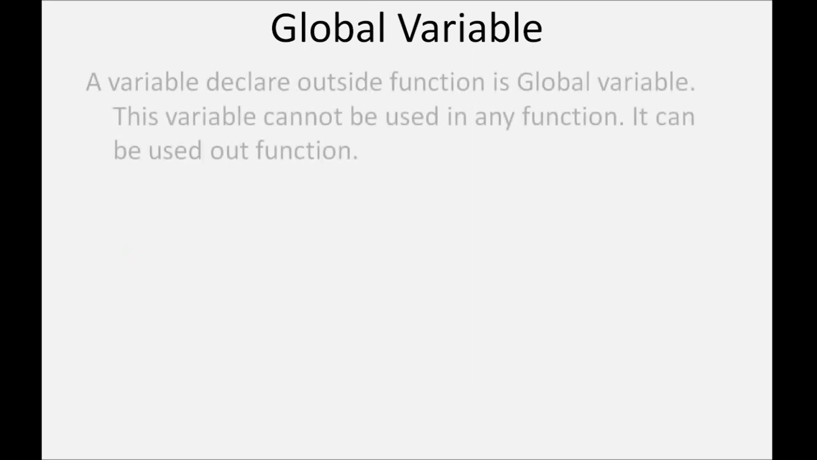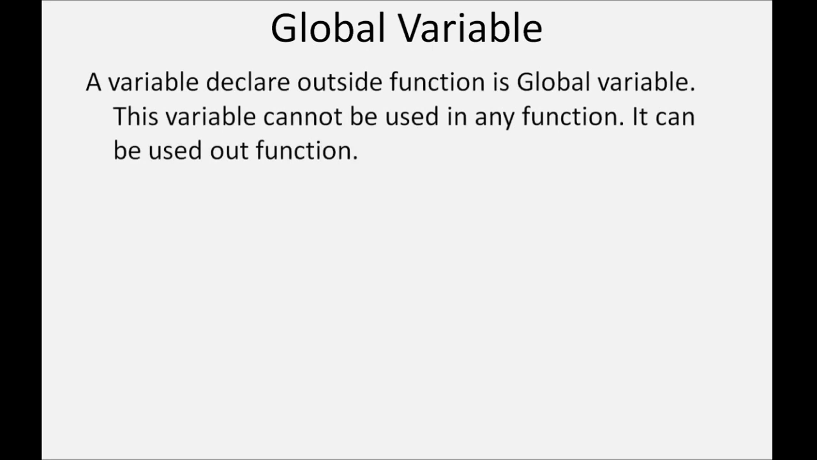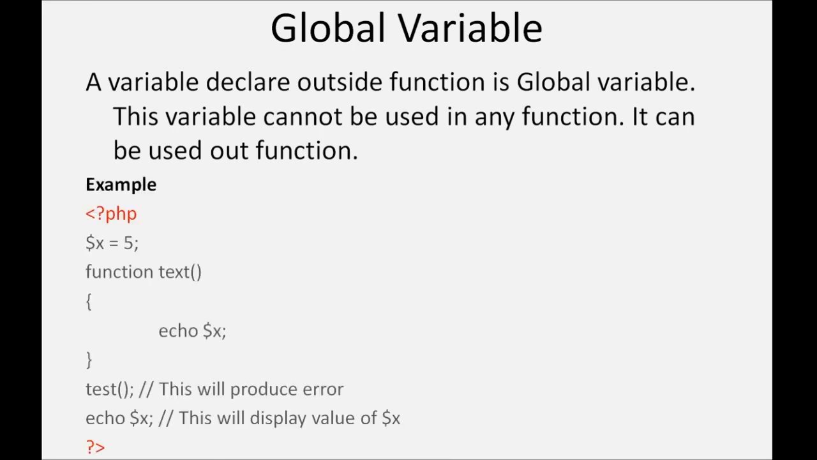Second is global variables. A variable declared outside a function is a global variable. This variable cannot be used in any function. It can be used outside the function. In this example, first we call the test function, then it will produce an error, and echo $x will display the value of $x.